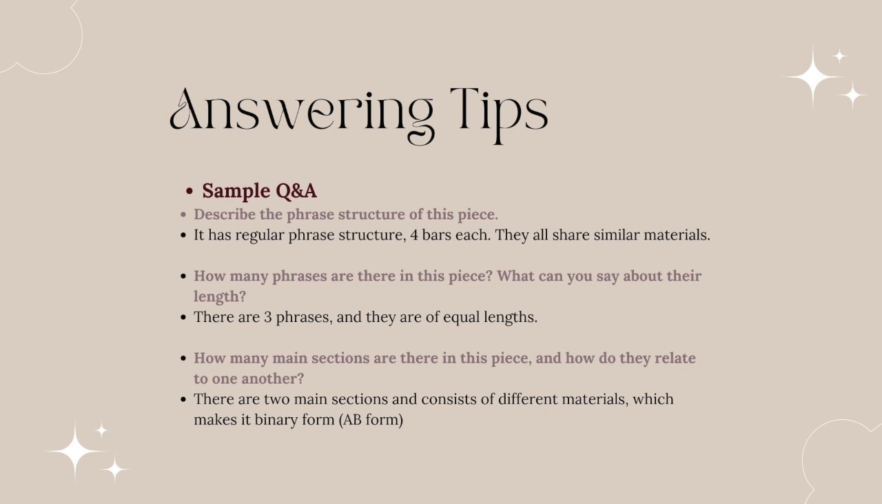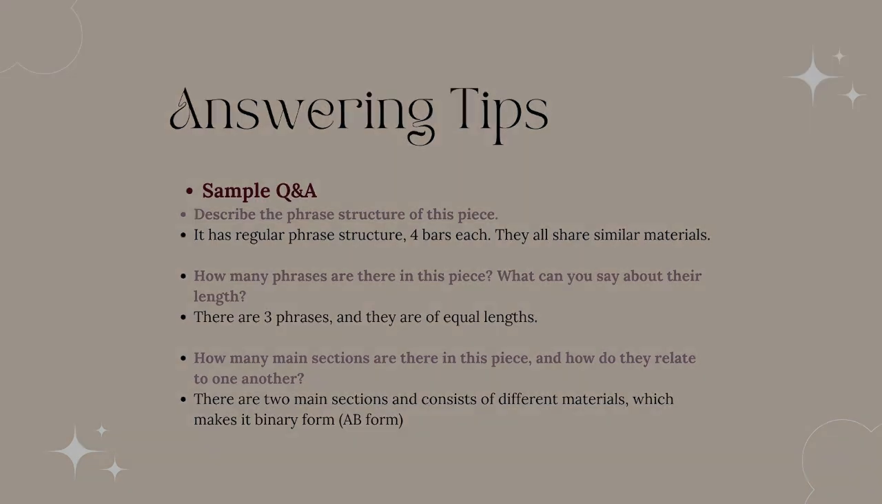Here are some sample questions and answers. Describe the phrase structure of this piece. It has a regular phrase structure, 4 bars each. They all share similar materials. How many phrases are there in this piece? What can you say about their length? There are 3 phrases and they are of equal lengths. How many main sections are there in this piece, and how do they relate to one another? There are 2 main sections and consist of different materials, which makes it a binary form or AB form.